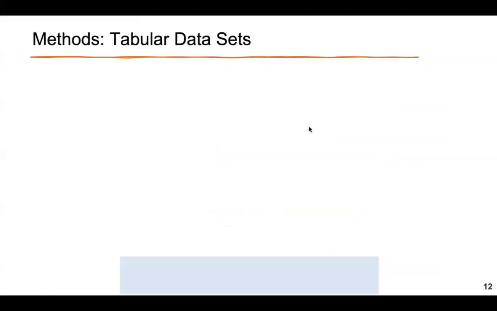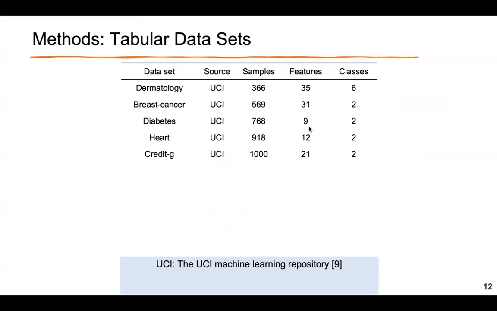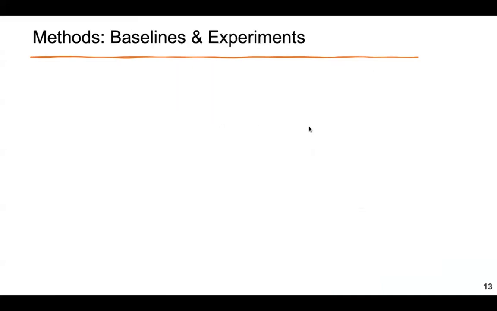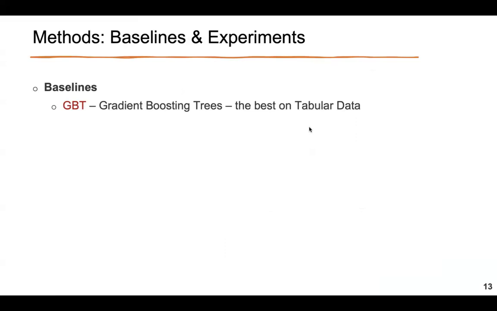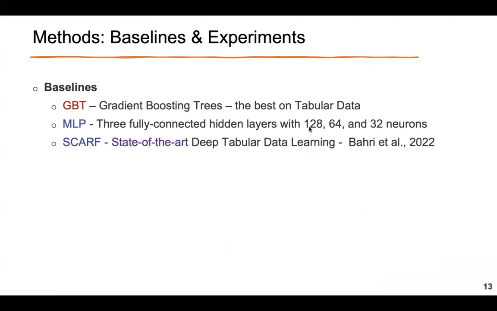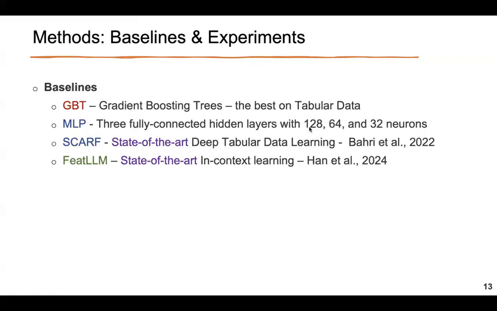For this experiment, we have used 10 different datasets. Five datasets are from the UCI machine learning repository, four datasets are from the OpenML data repository, and one real-world medical dataset is from the MIMIC-III database. We compare our method with a few baselines. One is GBDT, which is considered the best on tabular data. We also consider an MLP with three fully connected hidden layers of 128, 64, and 32 neurons. We also compare with the state-of-the-art deep tabular data learning paper known as SCARF. And we also compare with FeatLLM, which is considered the state-of-the-art in-context learning of tabular data.